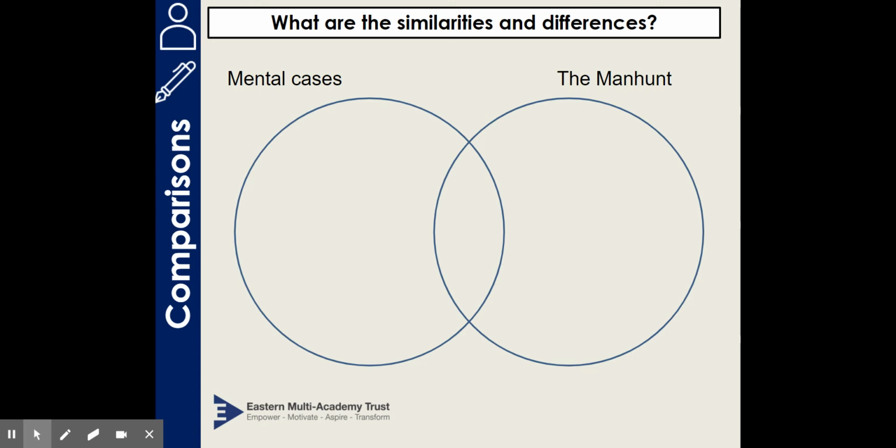So we're going to make some notes on what happens in Mental Cases and the techniques and methods used by the author. And on the other side, we are going to put everything about Manhunt that we remember in terms of methods and what the poet has to say. And in the middle, we're going to put any bits that cross over between the two poems, so any similarities. So just as a recap then, the large area of the circle is for the differences between the two poems, and the crossover are the similarities between the two poems.